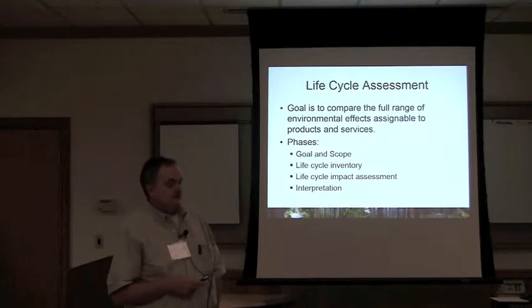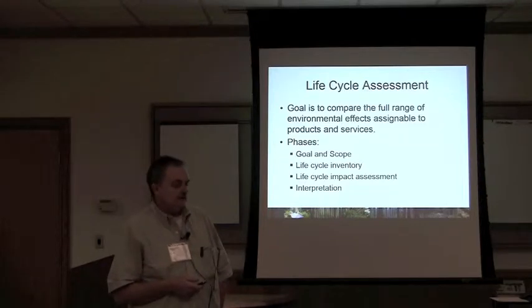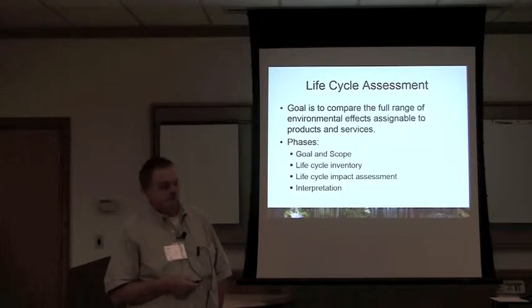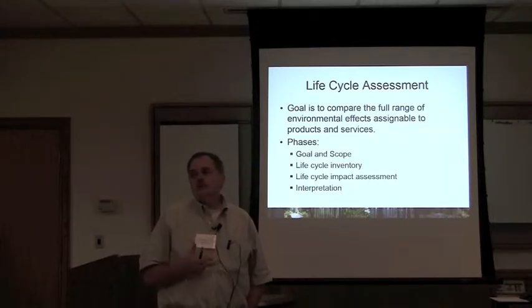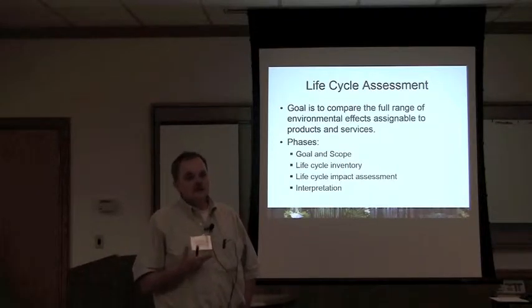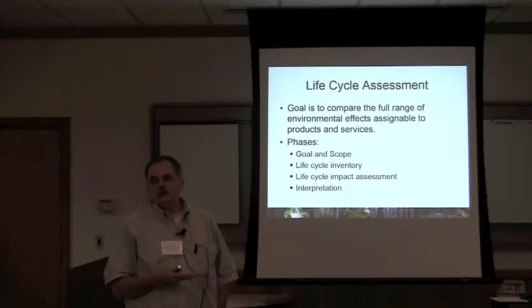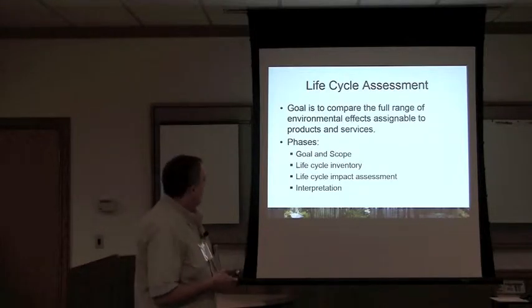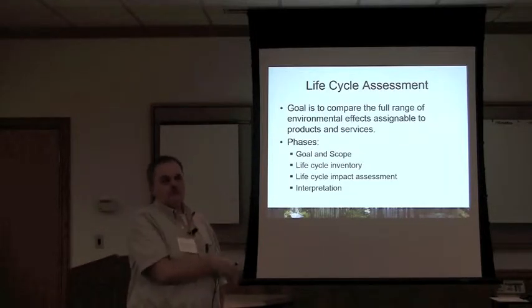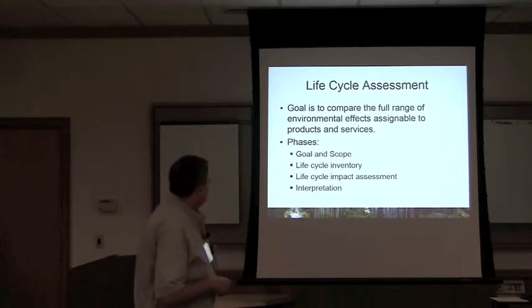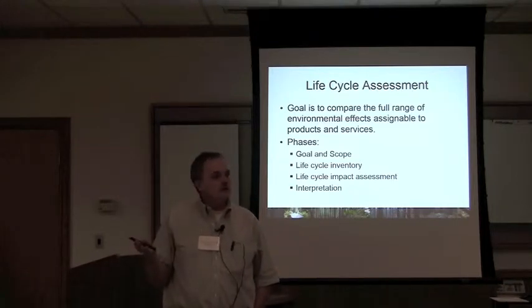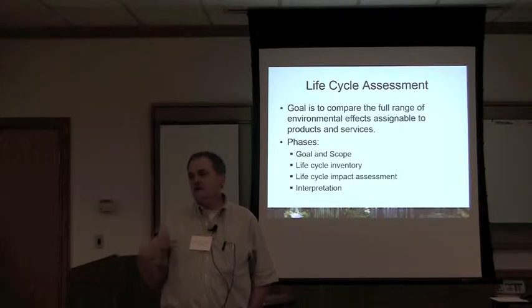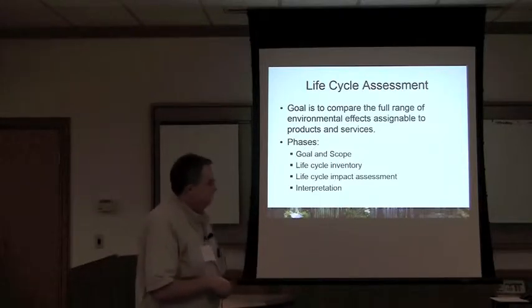So life cycle assessment, in general, the goal is to compare the full range of environmental effects assignable to products and services. It has 4 basic phases: the goal and scope, the life cycle inventory, that's where you do all the accounting work, and that's where a lot of the detail and the difficult aspects are. How do you estimate this? How do you account that? And it's a lot of detail from the birth of a product all the way through the entire life cycle. The impact assessment is basically you do multiple inventories and compare them to each other. Now you have a differential analysis, that's the assessment part of it. And then the last phase is the interpretation.